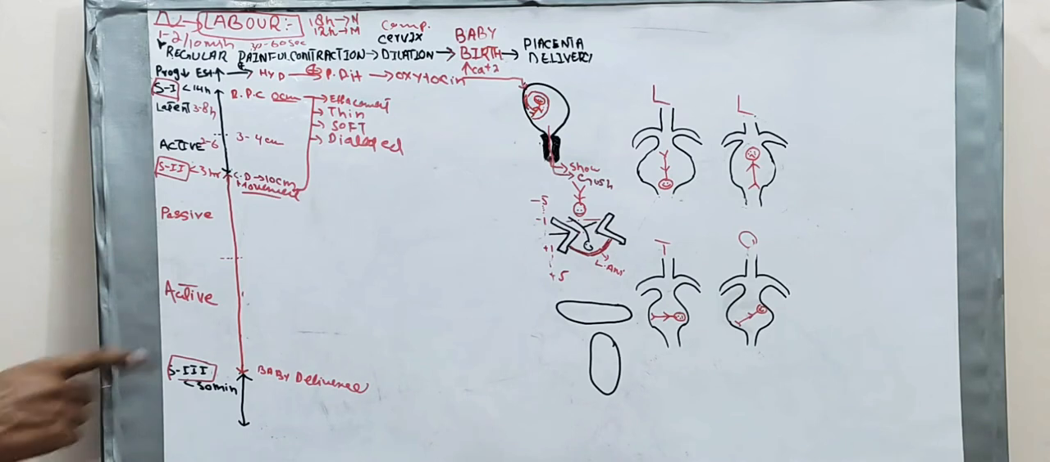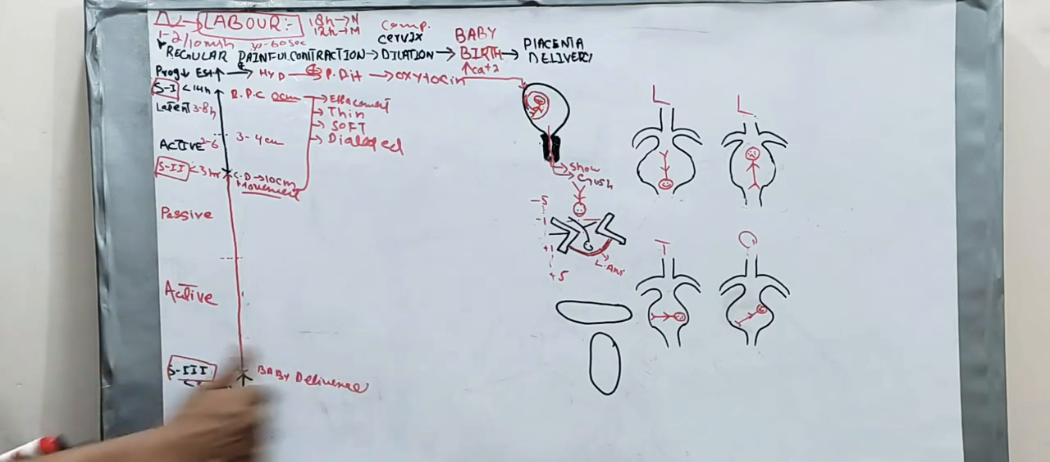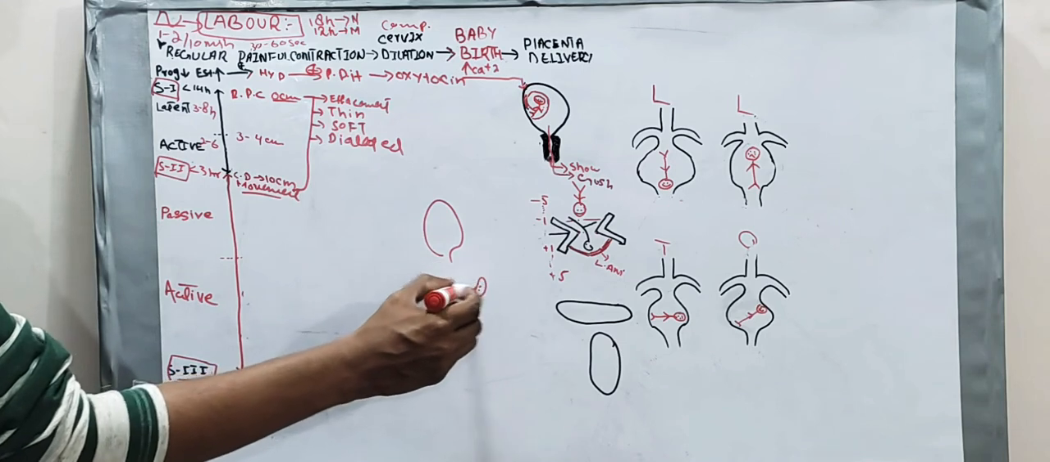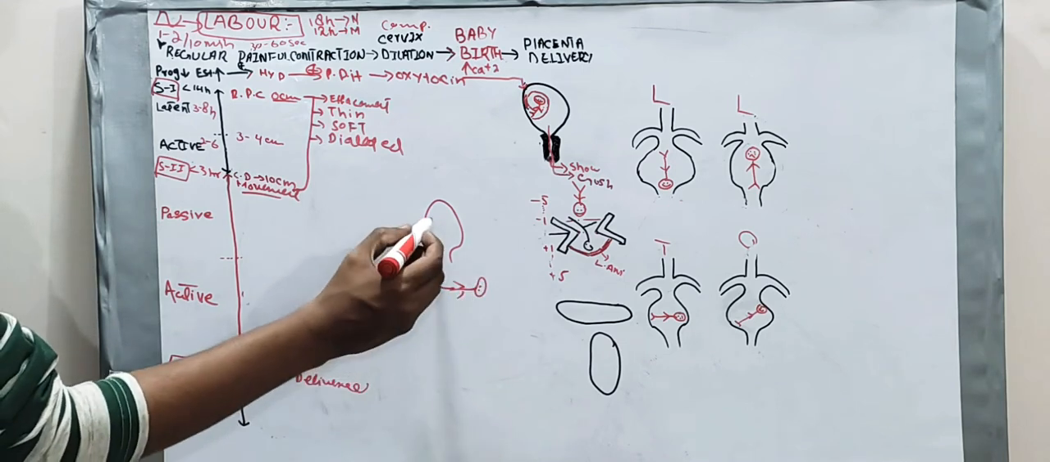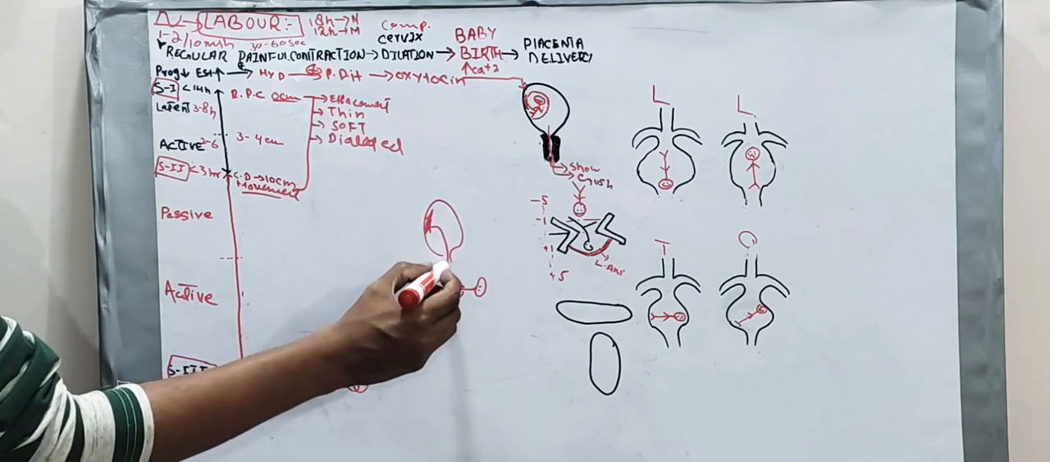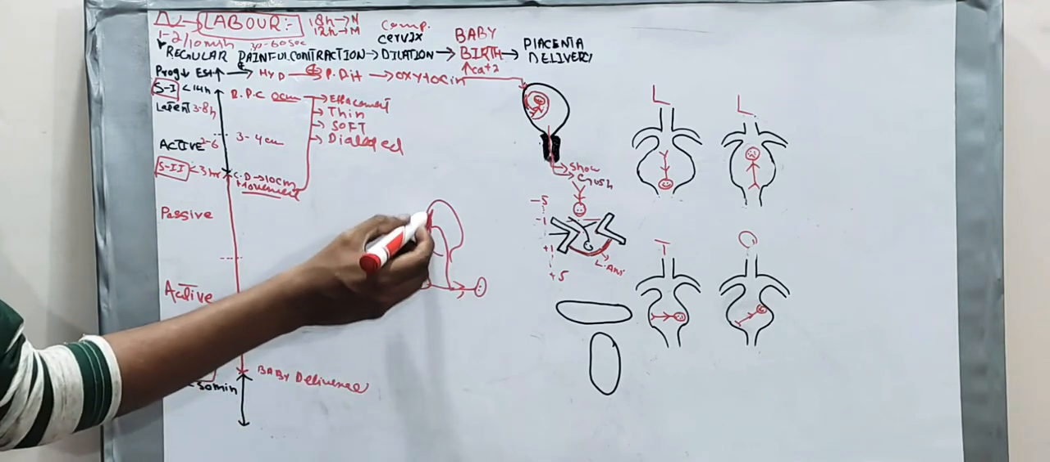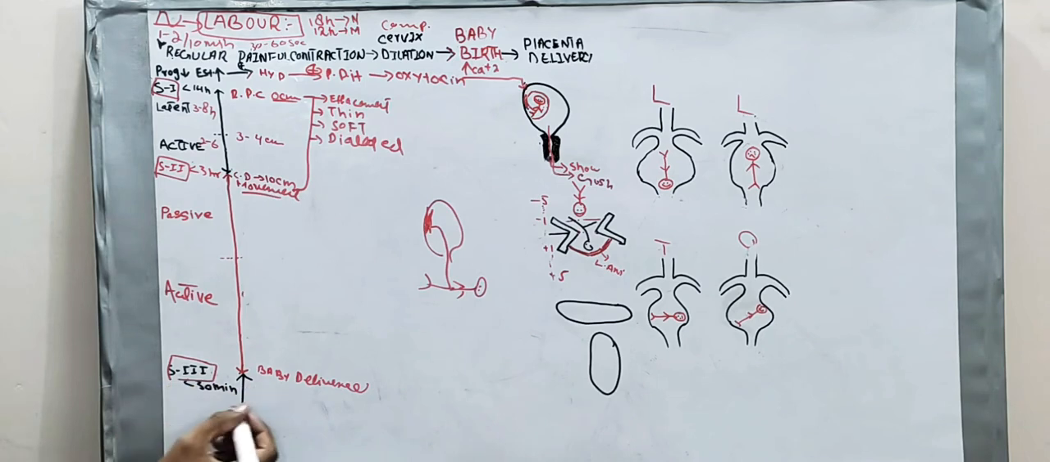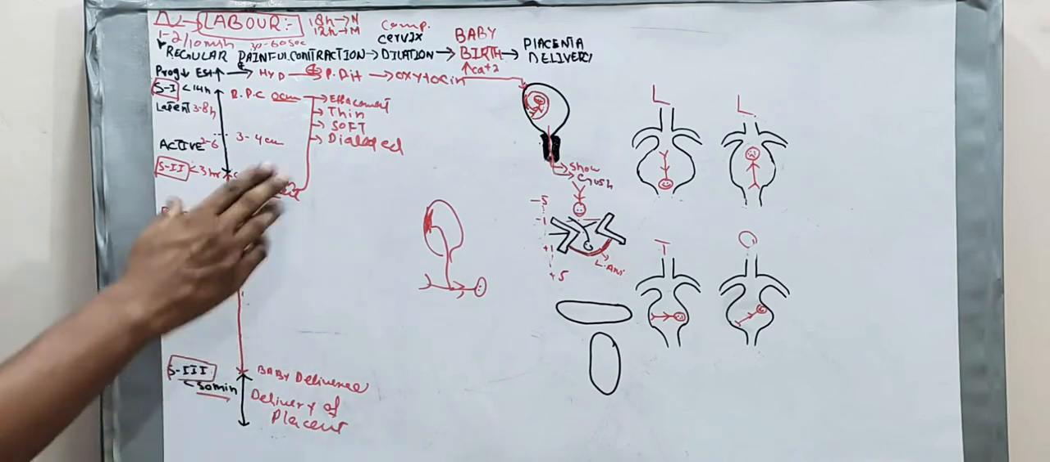After the delivery of the baby, when the baby is outside of the uterus, the placenta is still attached to the uterus along with the umbilical cord. So the third stage is marked by the delivery of the placenta, and it usually lasts for less than 30 minutes. This is the third stage.